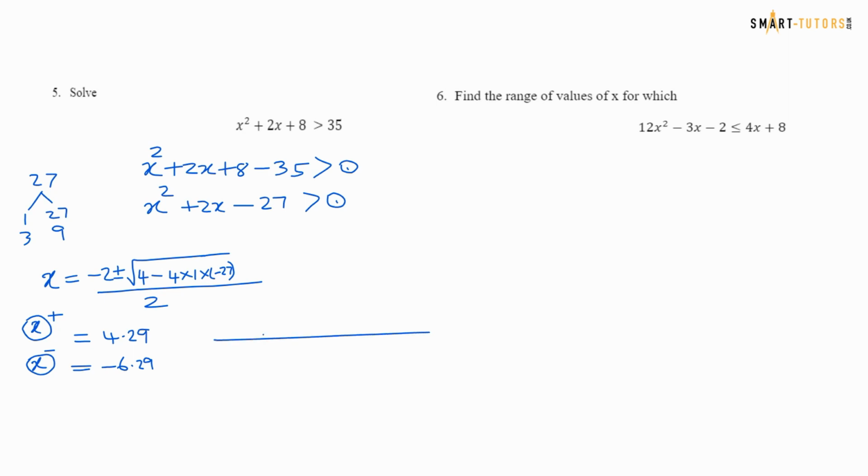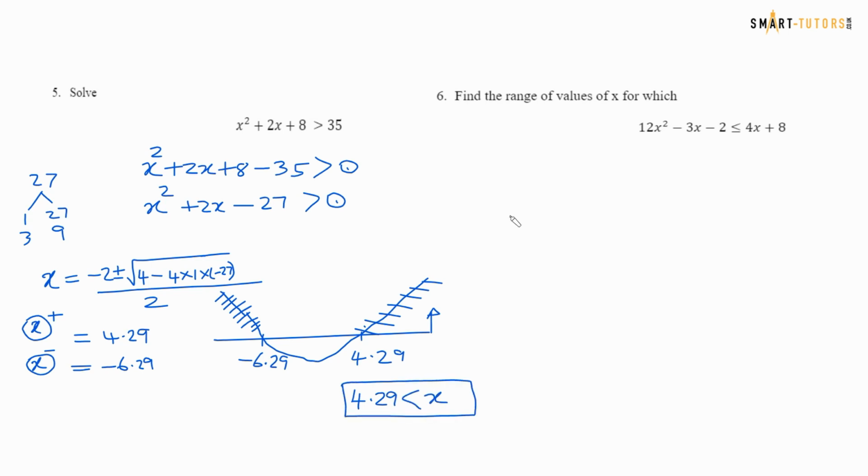So on the number line, the negative number comes on the left hand side, minus 6.29, and the 4.29 here. It's a positive quadratic graph, so a happy face, it's going like that, and it's greater. Greater means what? It's above the x-axis, which is this portion and this portion separated. So all you want to do is: 4.29, x is greater, so x is towards the right hand side. That is one inequality. X is less than minus 6.29. That is another inequality here.